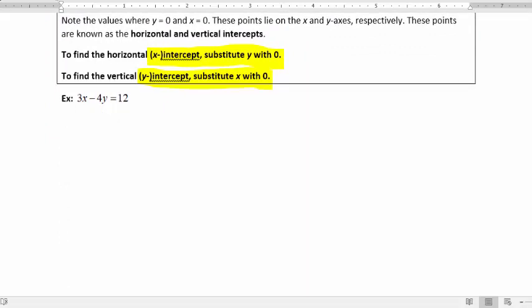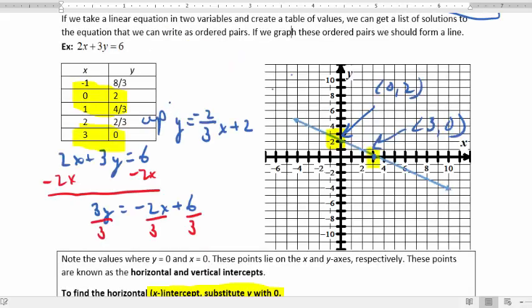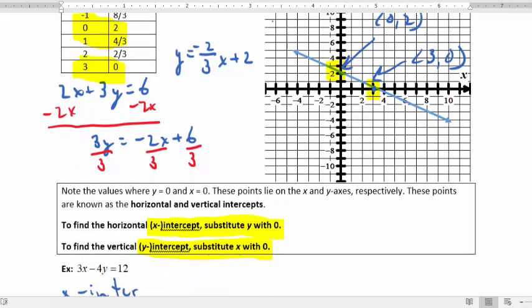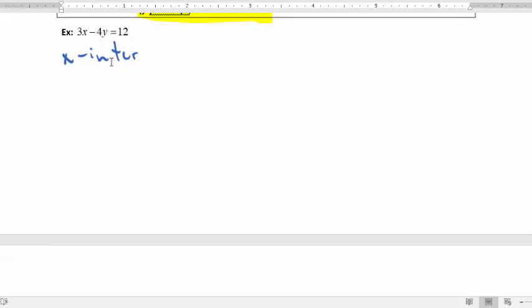Okay, so just a quick example of this: if we have 3x minus 4y equals 12, and we're trying to find, let's say first the x-intercept. So the x-intercept is going to be the point where y equals 0. So what we're going to do is rewrite this equation, but where we see the y, we're going to put a 0.